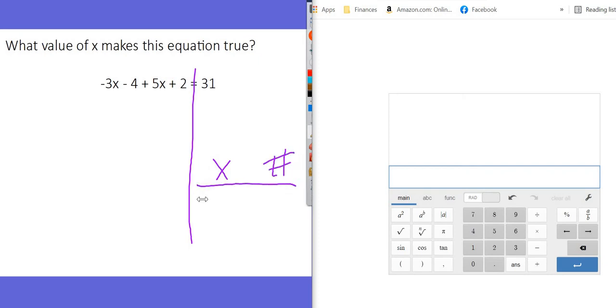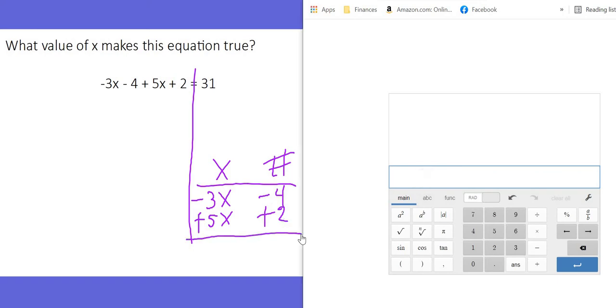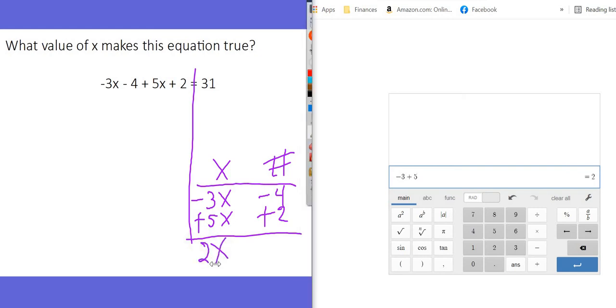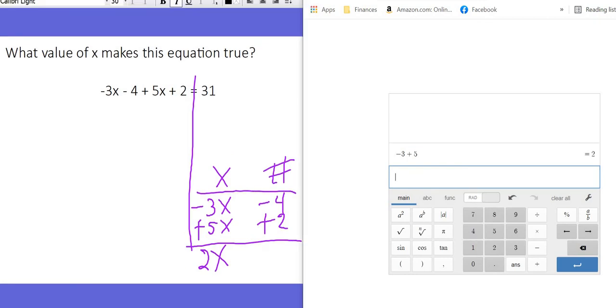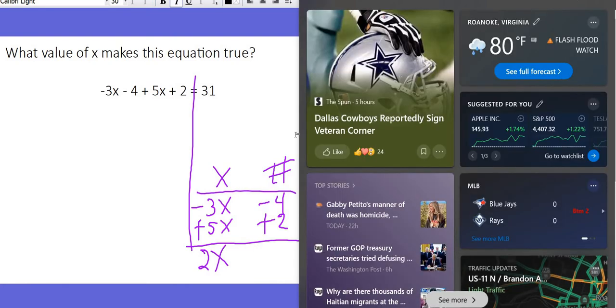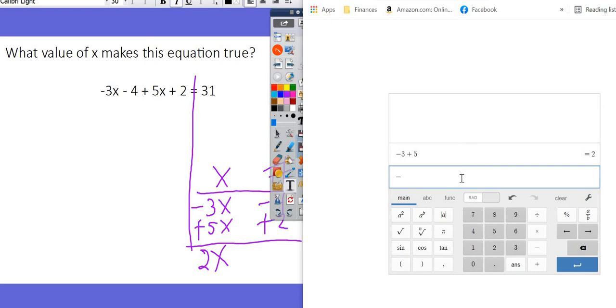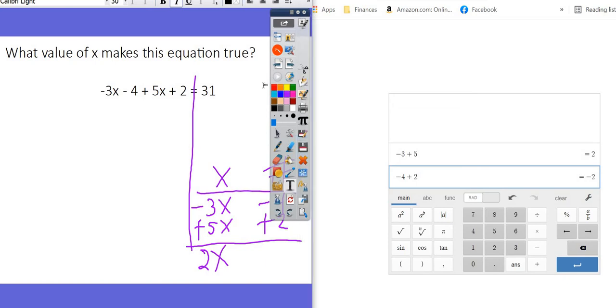So that first term is -3x. Always bring the sign with it, even if the sign isn't written. Okay, -4, and then plus 5x and +2. So let's use our calculator again. -3 plus 5 leaves us with 2x. You have to bring the x's down. Then if you go to the next line, you've got -4. Oh, sorry about that. Let me clear that out. You've got -4 plus 2, which leaves you with -2.